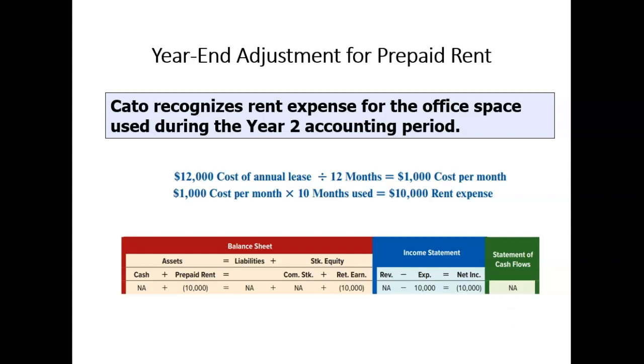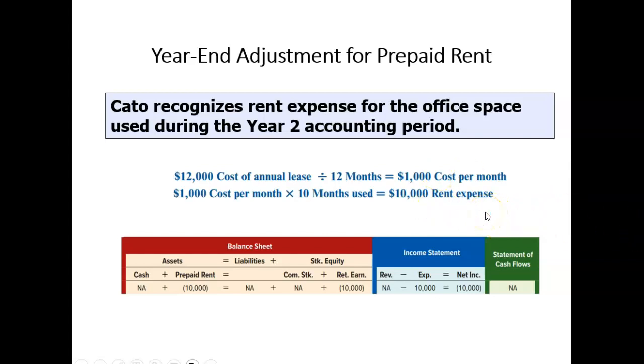Now here comes the end of the year adjustment. Now remember that this rent was paid in advance on March the 1st. It is now December 31st. So we're asking what portion of that 12,000 has now become an expense. Well, that 12,000 covers rent for 12 months. Therefore, our cost is 1,000 per month. March 1st to December 31st is a 10-month period. Therefore, 10,000 of that 12,000 has now become what's known as rent expense.